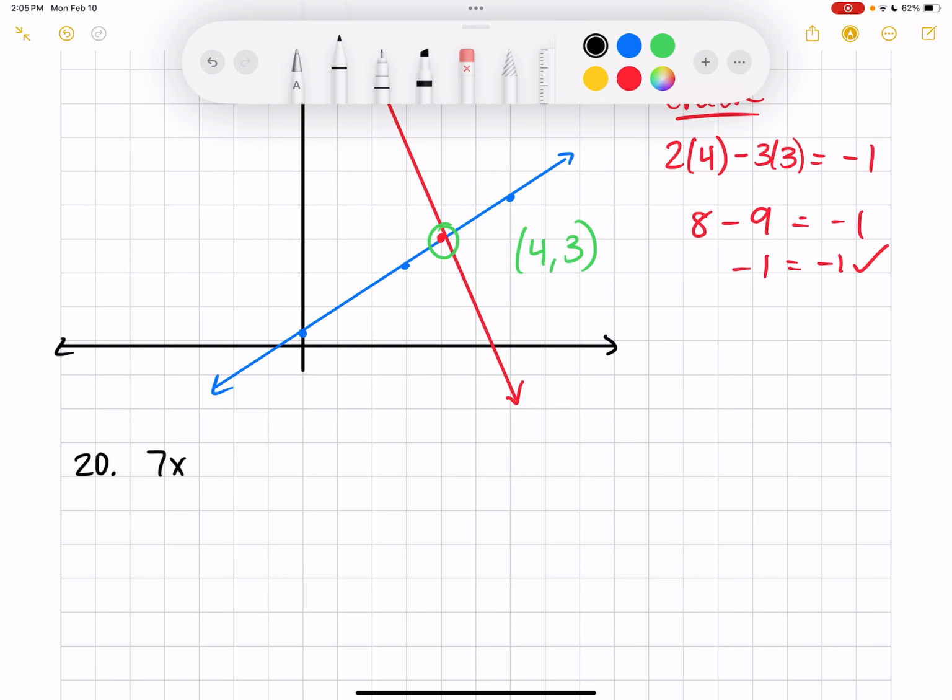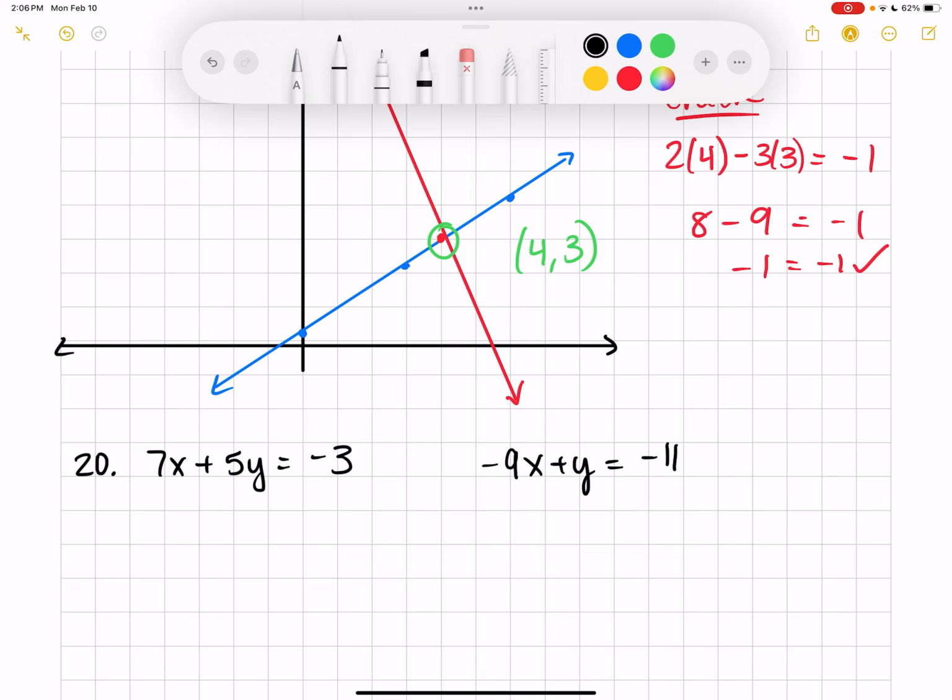20. 7x plus 5y equals negative 3. So again, I see that I'm going to have to manipulate this. So I'm going to write them side by side instead of on top of each other. Negative 9x plus y equals negative 11.